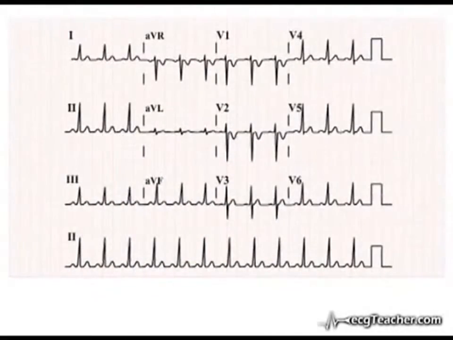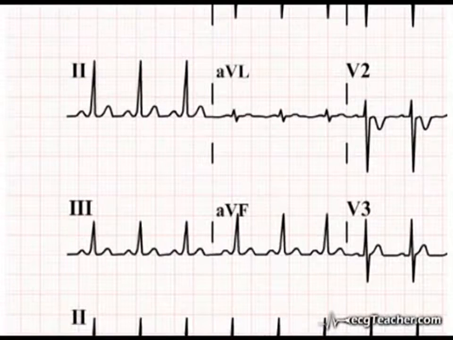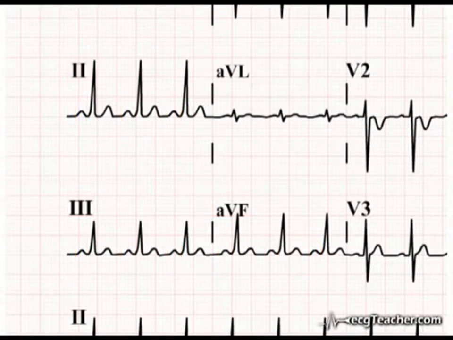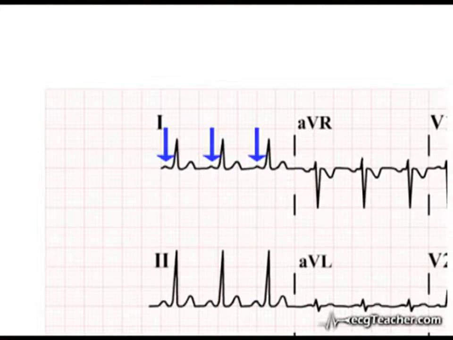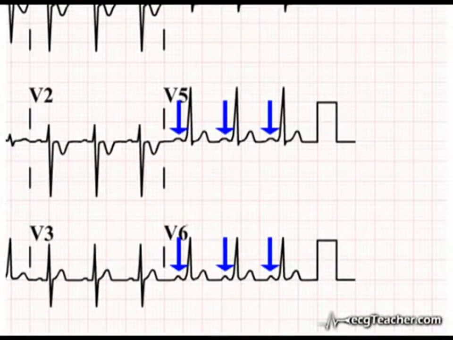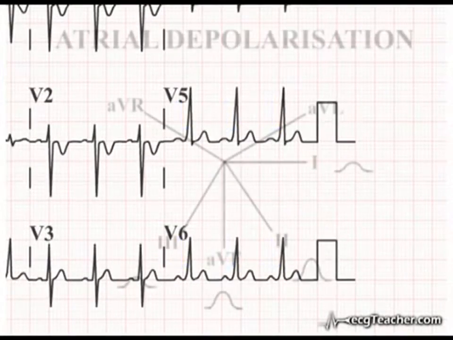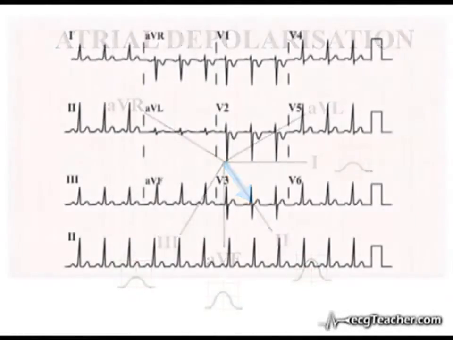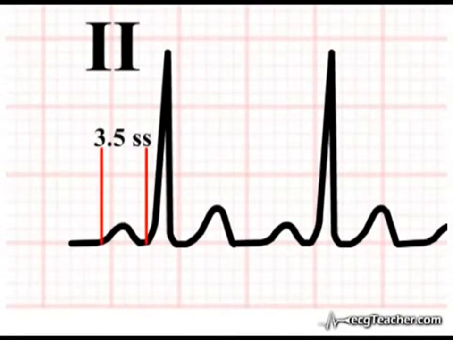In fact, the P wave axis is normal. We find upright P waves in both the inferior leads 2, 3 and AVF and the left-sided leads, leads 1 and V5 and V6. This indicates that the bulk of atrial depolarization is proceeding downwards and to the left. Also, the PR interval is within the normal range.